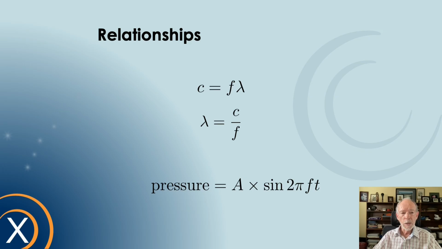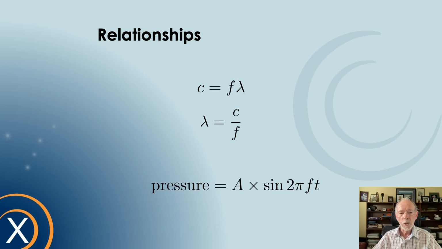Now, the propagation speed is approximately 1540 meters per second in average soft tissue. So the propagation speed is a fixed quantity, which shows us, of course, that the wavelength is inversely related to frequency. And I've rearranged the equation to show this, that the wavelength is equal to propagation speed divided by frequency. And this, of course, allows us to calculate what the wavelength will be for a given frequency.